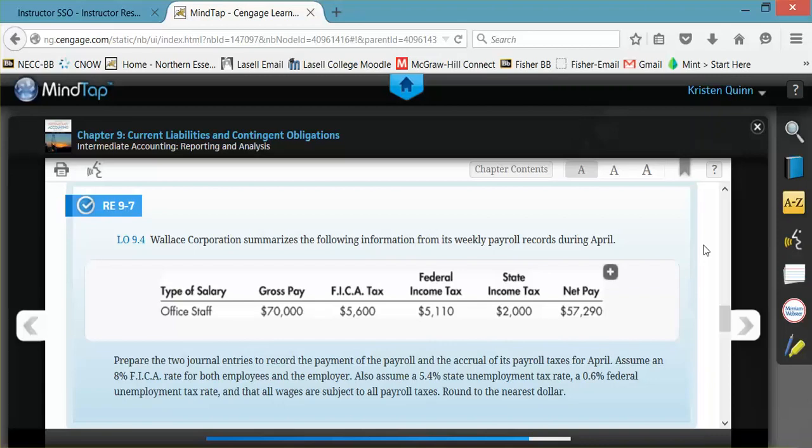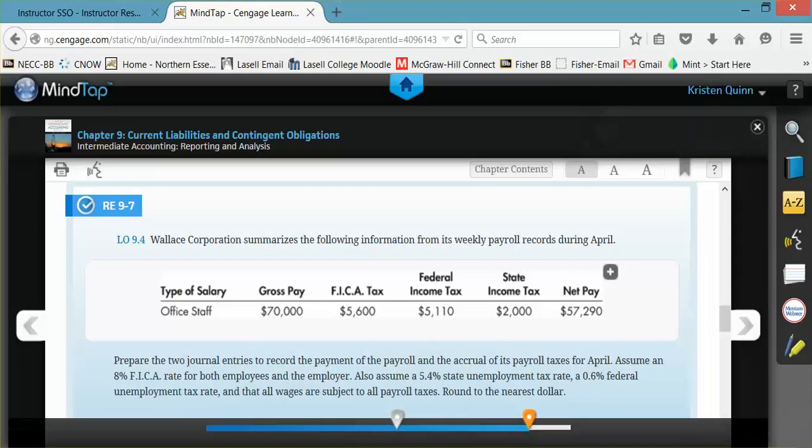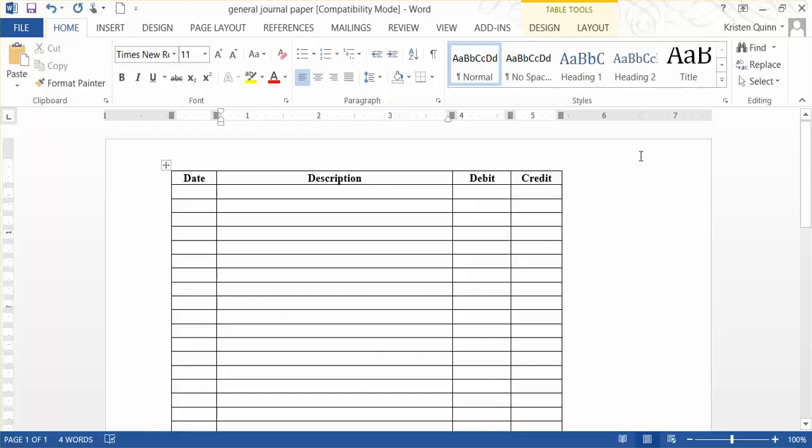So they tell us that we can assume a 5.4% state unemployment tax rate and a 0.6% federal unemployment tax rate. And they're telling us that actually all wages, meaning all gross pay, is subject to our payroll taxes. And they tell us to round to the nearest whole dollar. So let's do our two journal entries for this payroll.